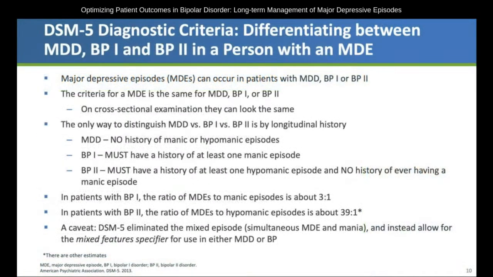Differentiating between major depression, bipolar 1 and 2, and a person with longitudinal. Basically, the episodes are indistinguishable. Criteria are the same. So really, the critical element is to look in the longitudinal history. And that requires, if you can, not just interviewing the patient, but also someone who knows them or is close to them as part of the intake. This is assuming you're outpatient.